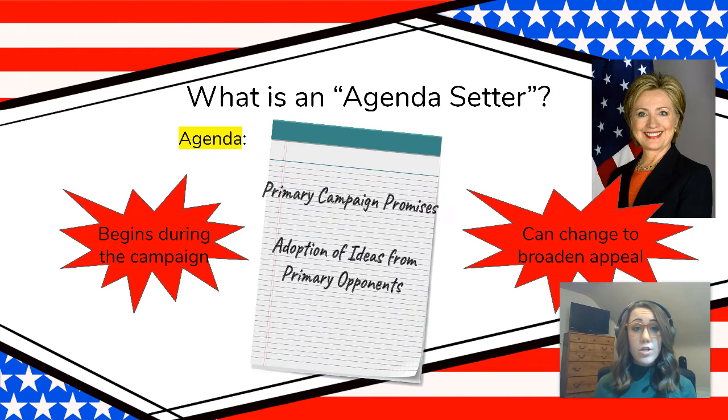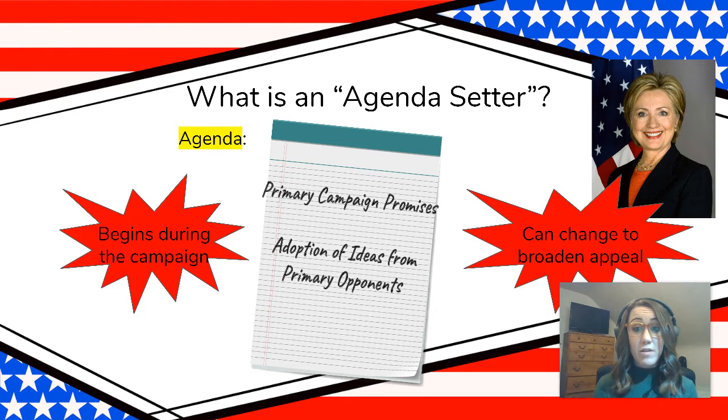Okay, so what is an agenda setter? Because remember, that is one of the 6 roles of the president. First, you should know that the agenda begins being written during the campaign, and the agenda is just basically a to-do list of what the president hopes to do while they are in office. So these are promises that they're going to make on the campaign trail. These are also some adoptions of ideas that came from their opponents.